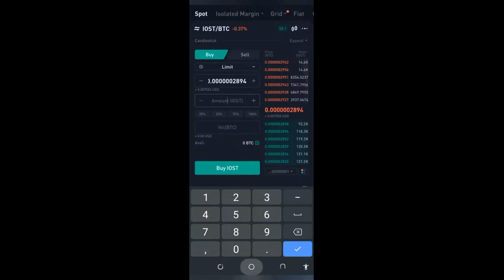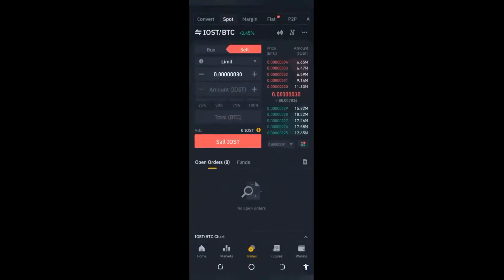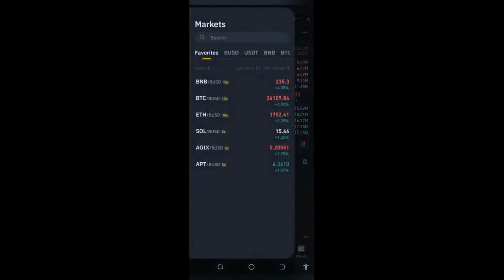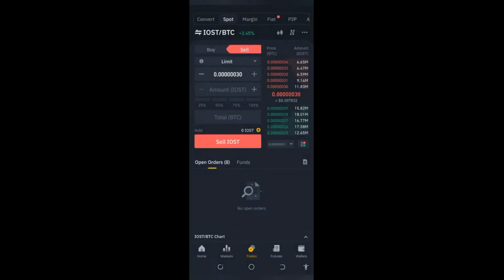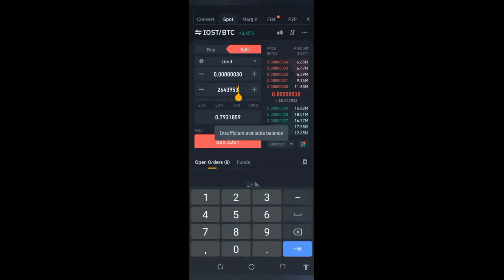So let's run over to Binance quickly. Let's quickly run over to Binance, and yeah, we're currently on IOST BTC. So now let's paste that in here. Now you can see what I'm talking about. So you have to delete the last 3 digits, which was after the decimal point. So we were able to get 0.007929. Looks like that's good.